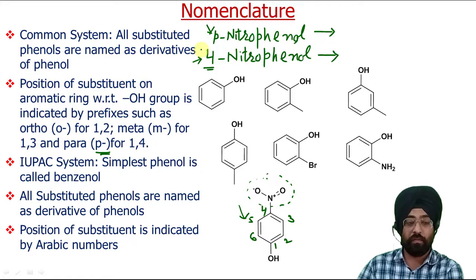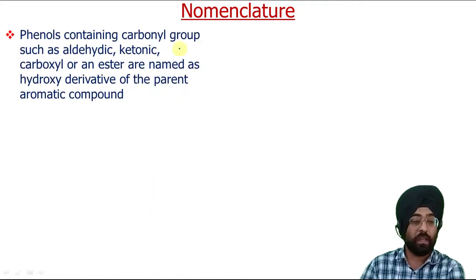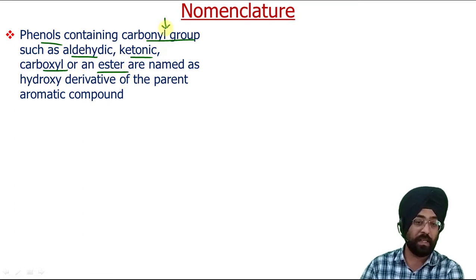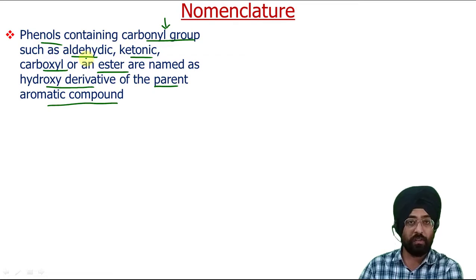Now if we have the phenols which contain carbonyl groups such as aldehydic, ketonic, carboxyl or an ester, so we have OH group as well as these groups present in the same compound, then these are named as hydroxy derivative of the parent aromatic compound. Now these are not called phenols, instead we have to use hydroxy as a prefix. So let us do some examples.